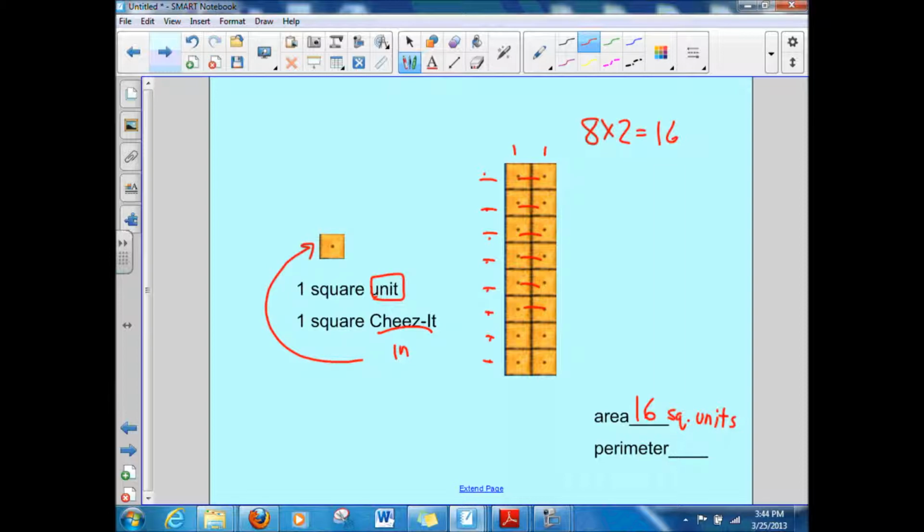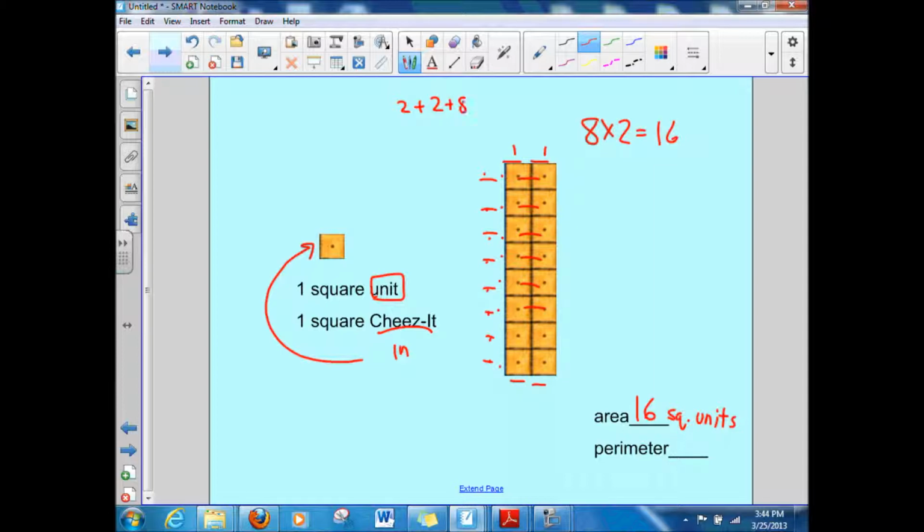How about the perimeter? 1, 2, 1, 2. Oh, that's right. It's a rectangle, so their parallel sides are the same. So I've got a 2 plus a 2. And then we had, I think we said 8, didn't we? 1, 2, 3, 4, 5, 6, 7, 8.